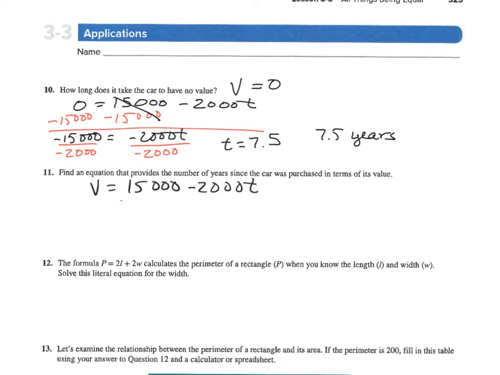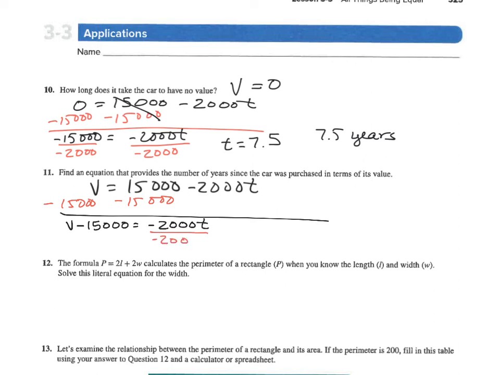So in this case, I would subtract the 15,000 from both sides. And that's going to yield V minus 15,000 equals negative 2,000 T. All right, so the next thing we have to do is divide both sides by this negative 2,000. And we end up with V minus 15,000 divided by the negative 2,000. Now generally people do not like a negative number in the denominator this way. Well, we can fix this if you would like.